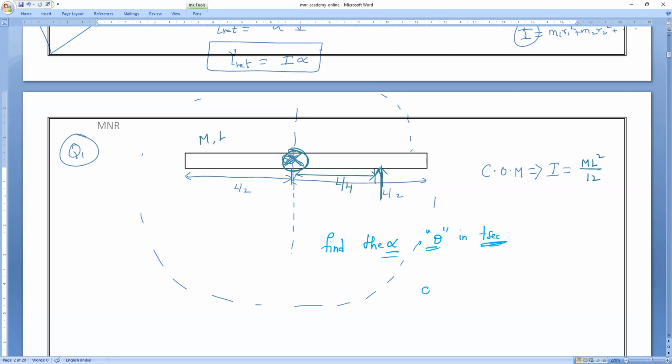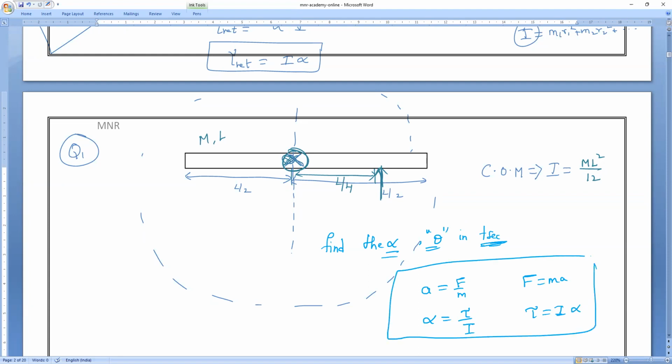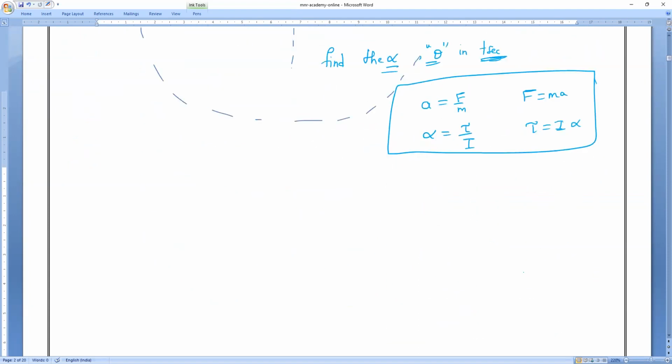So we all know that acceleration is equal to F by m, or F is equal to ma. Same way, alpha is equal to tau by I, or tau is equal to alpha into I. This is what we have studied. Am I right or wrong? Please respond. Now we all know the first formula for tau. Tau is equal to R into F.